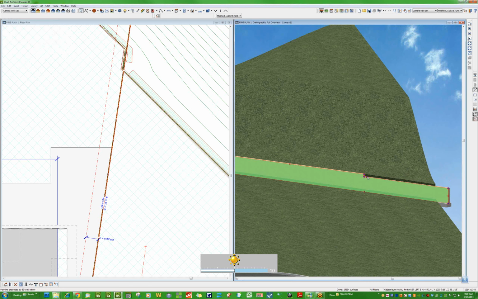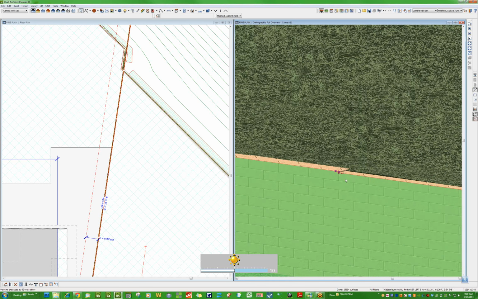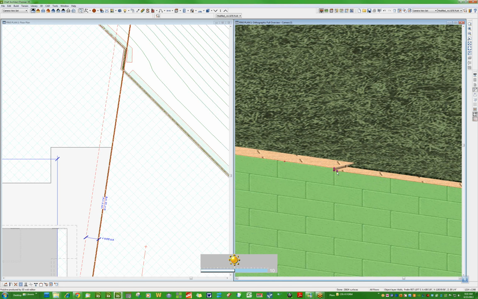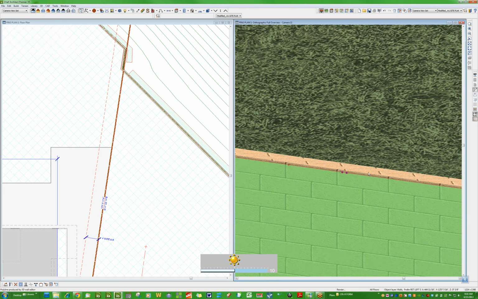And I always set this up at 8-inch modules. I don't even know if that's right. I wish I hadn't done that. Now it's all messed up, and I can't snap it to whatever. Can I snap it? It doesn't matter. So that's how I do that.